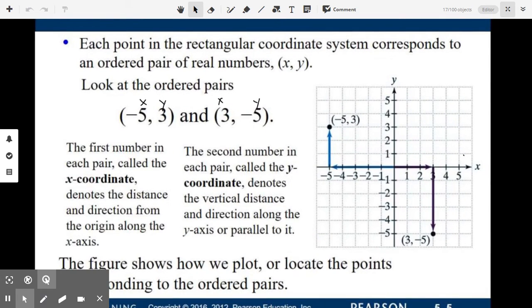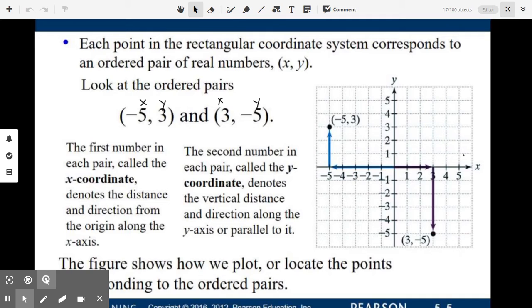All right, so each point in a rectangular coordinate system corresponds to an ordered pair. So we put our ordered pairs within parentheses, the two numbers separated by the comma. The x coordinate comes first, the y coordinate comes second, right there in alphabetical order. So if we have the ordered pairs (-5, 3) and (3, -5), these represent 2 points on our coordinate axis. The first number tells us where to go along the x-axis. The second number tells us to go along the y-axis, and that intersection of those two is the point.